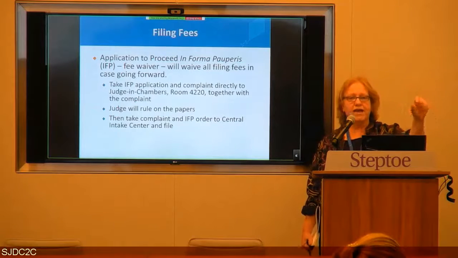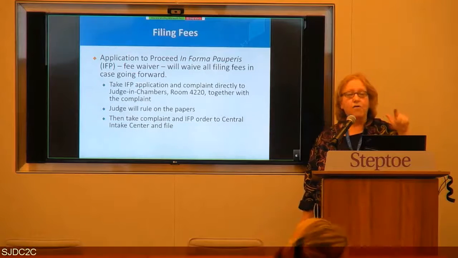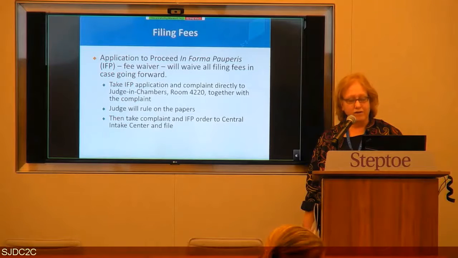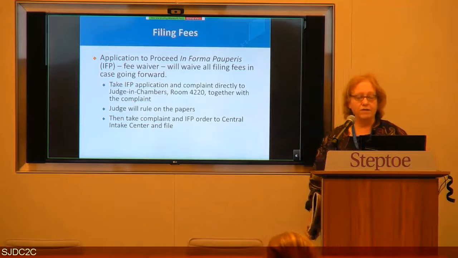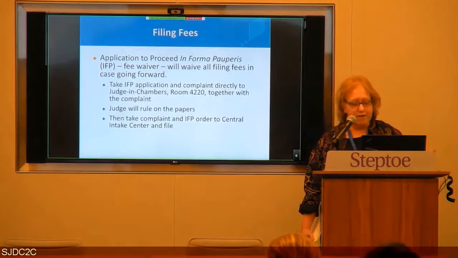So you've written your complaint, you filled out the family court cross-reference form. There are filing fees in Superior Court, $80 for a complaint, $20 for motions. Your client may well be eligible for a fee waiver, eligible to proceed in forma pauperis.